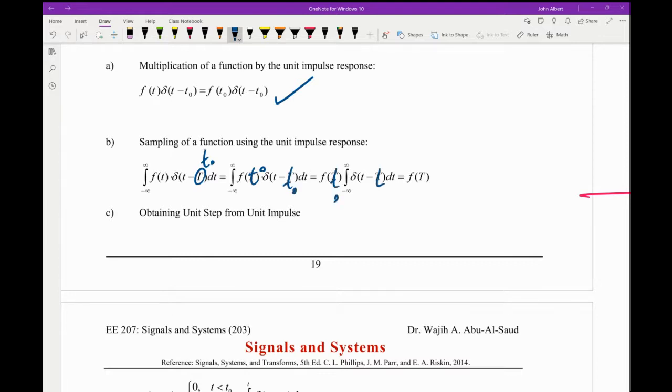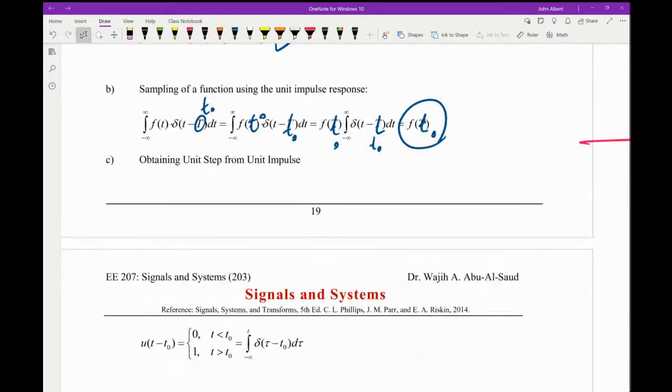T0, T0, and this T0. Okay, which is exactly what I told you about. This property is, think of it as sampling. If you want to know the value of a specific function f of t at t equal to 3, for example, all you have to do is multiply it by an impulse function that happens at t equal to 3 and integrate the result. You'll end up with the value of that function at the output of that integrator. Okay? This is basically the meaning of sampling.